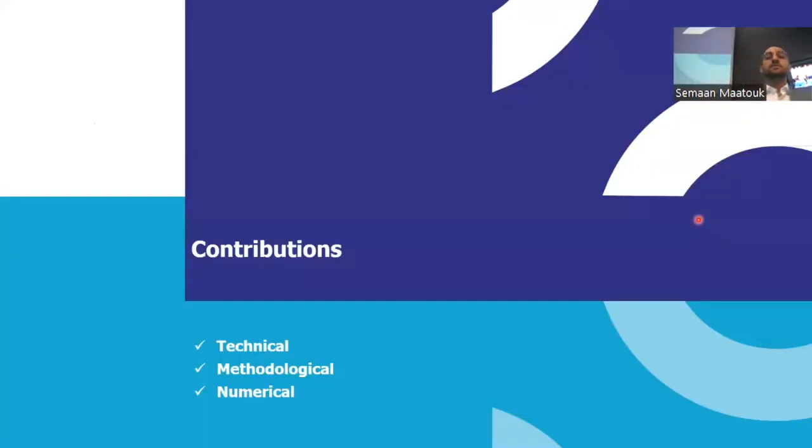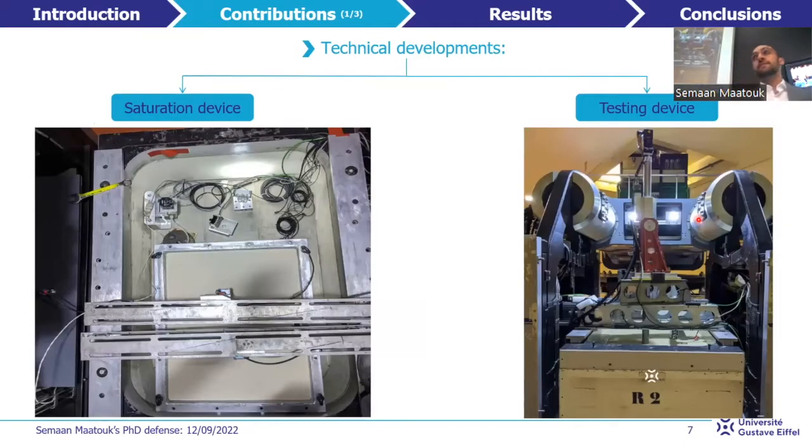Let's move on to the three families of contributions and start with the technical development. Globally, two experimental devices are developed in the laboratory, including a saturation device on the left and a mechanical testing system on the right. They are validated from the Earth's gravity 1g, progressively in flight up to n times the Earth's gravity. Let's focus first on the saturation device.